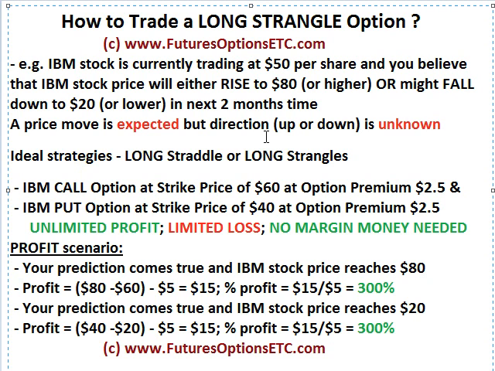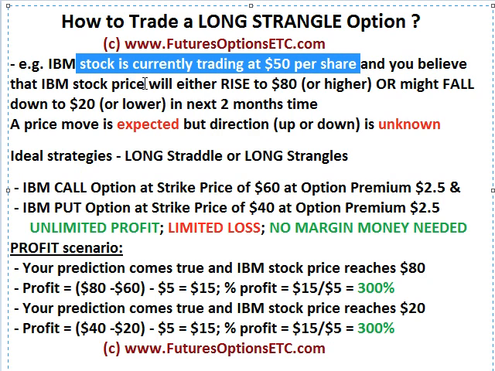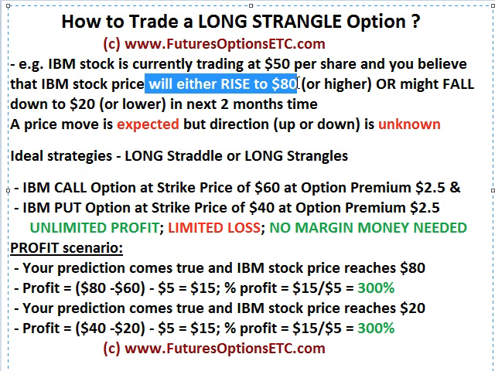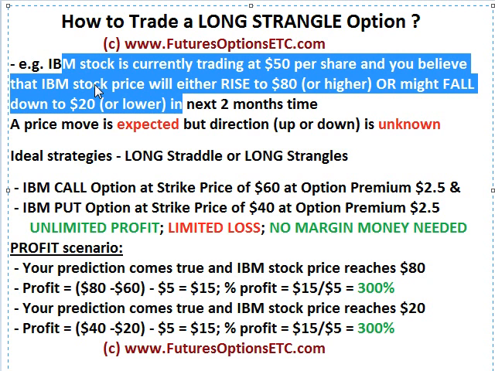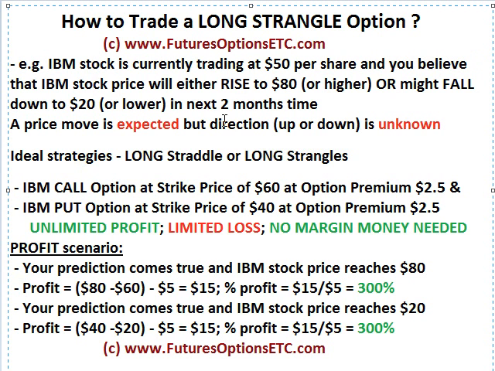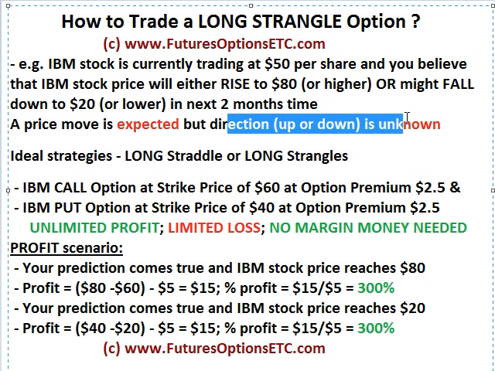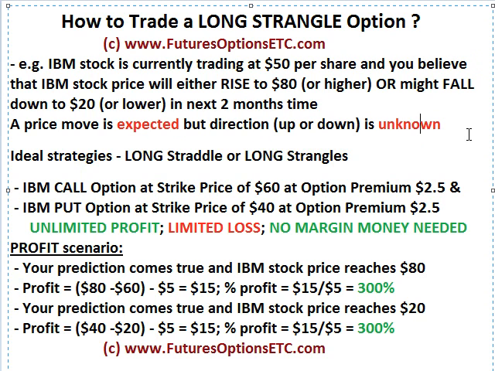So let's say, for example, IBM stock is currently trading at $50 per share, and you as an option trader believe that the price will either rise to $80 or fall to $20. So this is a big price move which can happen in either direction. This price move is expected, but the direction of this price movement is unknown. So this makes an ideal scenario to trade long strangles. As I mentioned, the long straddle is another equally good strategy, but in this tutorial we'll focus only on strangles.